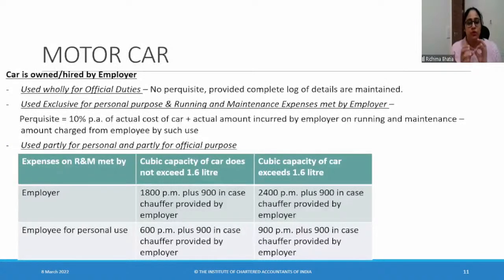Any permutation and combination can happen there. The car could be the employer's, running and maintenance done by the employee, used for official purpose, then what will happen? The car is the employee's, running and maintenance done by the employer, used for personal purpose, then what will happen? Any of the permutations and combinations will give us the answer on the taxability of the perquisite. But three things you have to see immediately when a motor car comes: who owns it, the purpose it is used for, and who is bearing the running and maintenance expenses. So with this mindset, let's understand motor car.